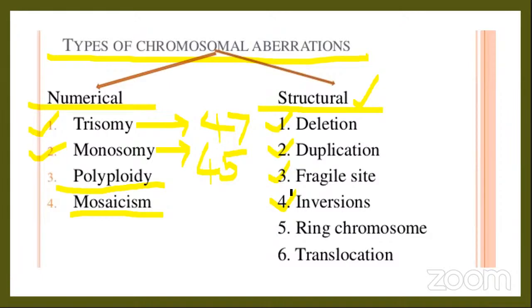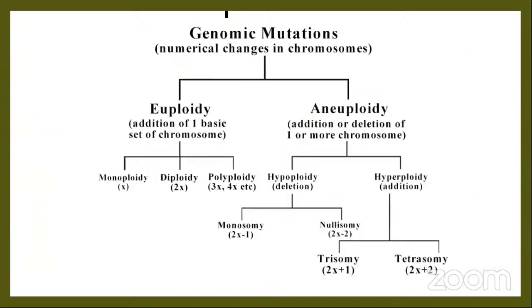In the next slide, we see the different pictures of it as well. Ring chromosome and translocation: change in the part of the chromosome from one particular place to another particular place is called translocation. Let's see some of the numerical changes in the chromosomes.